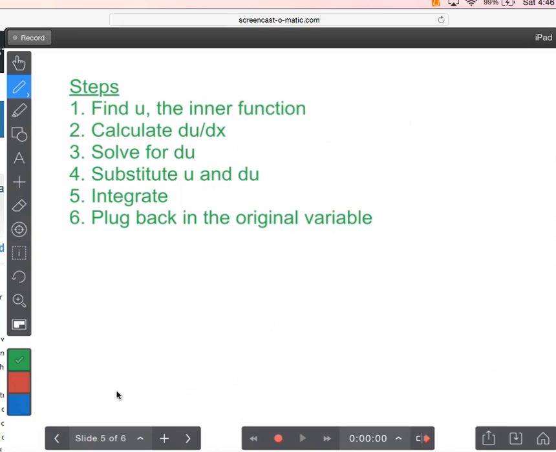Once you've done that, we move on to step 5, which will be to integrate our expression. And then the last step will be to plug back in the original variable to come up with your final answer. Now, this may all sound really confusing, but I'm going to now go back to that original problem, and we're going to apply these steps to actually find our antiderivative.